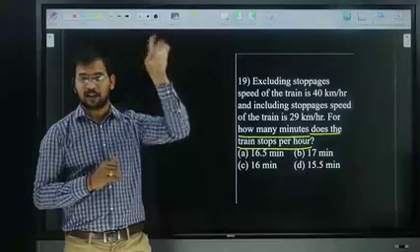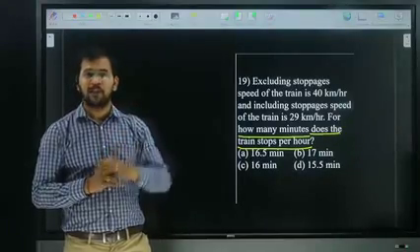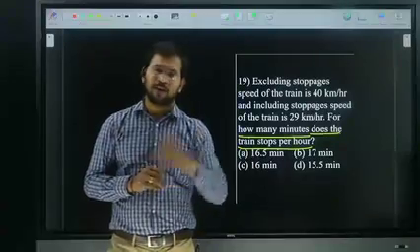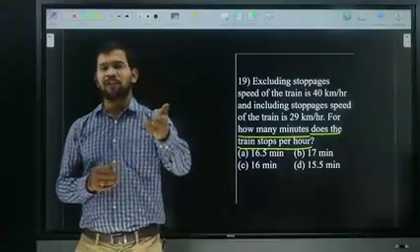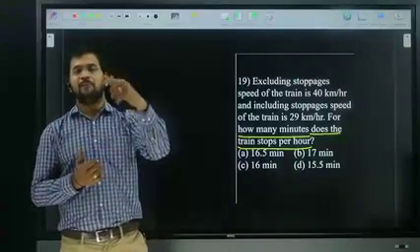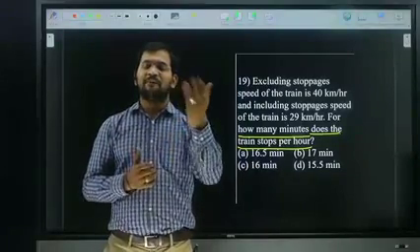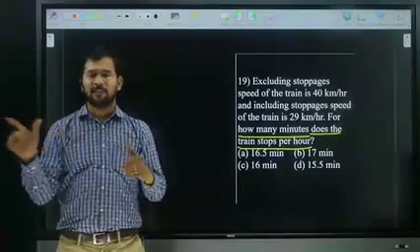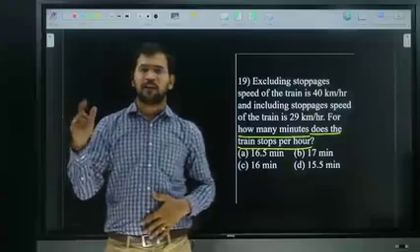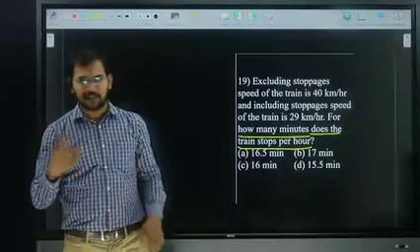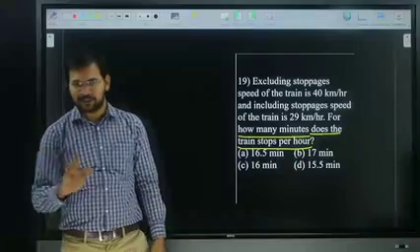Why does the ordinary train take 40 parts of time? They stop during the stoppages. How many parts extra did they take? 11 parts extra. Out of the 40 parts, they spent 11 parts of extra time during the stoppages. Therefore 11 by 40, and they are asking in minutes, so into 60. 2 elevens are 22, 3 elevens are 33. 33 by 2 is 16.5.